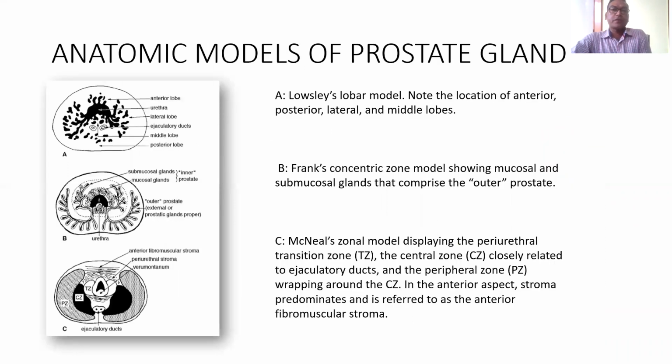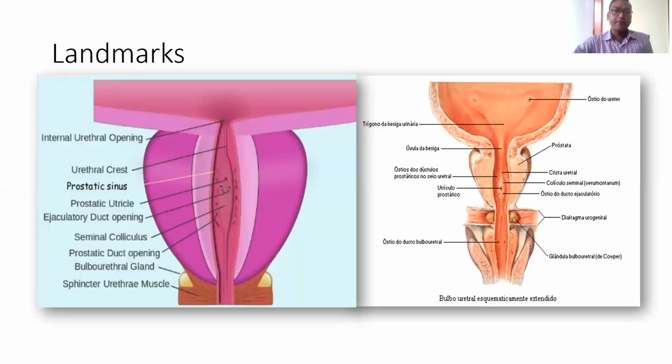Several anatomical models of the prostate gland have been proposed, including the first, Lowsley's lobar model. Here he described the anterior, posterior, lateral, and middle lobes. The second is Franks' concentric zone model, based on whose work McNeal's zonal model was finally described. It described three zones: transitional zone, central zone, and peripheral zone. Now, this is the most widely accepted model of prostatic anatomy.